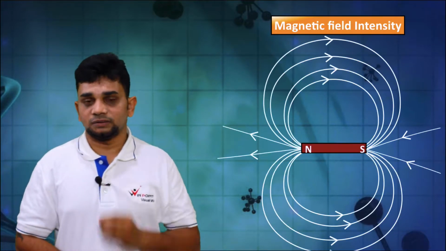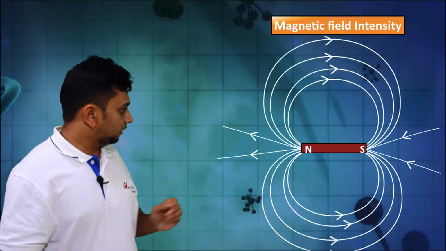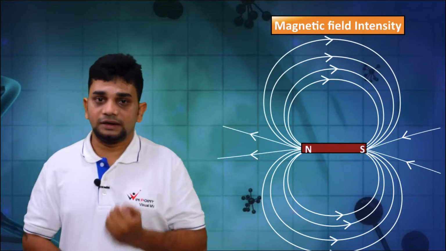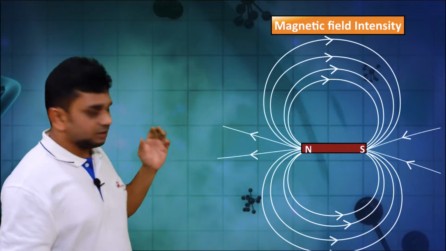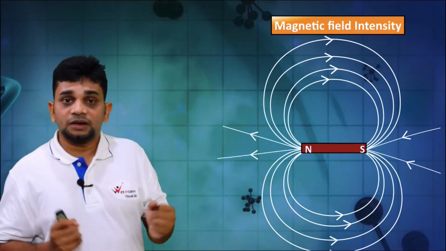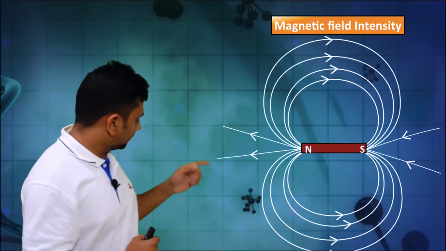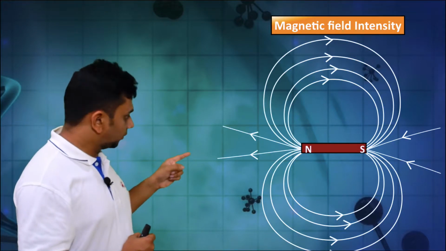Intensity means the power: magnetic field intensity, magnetic power. Let's consider a magnet and these are the magnetic field lines around it. Can you guess in which area the magnet has more strength? Yes, here, near the poles, the north pole and south pole.